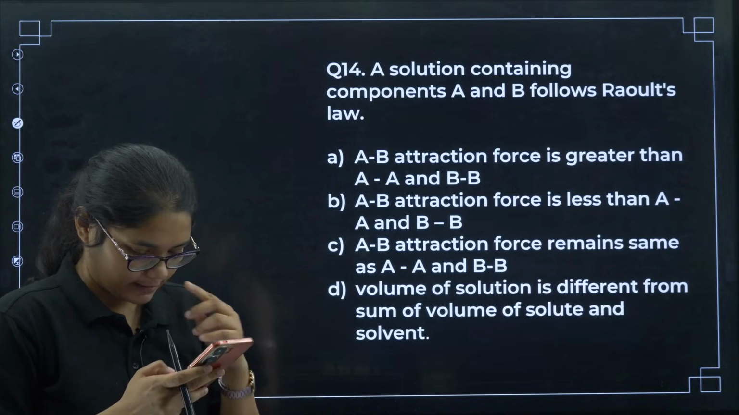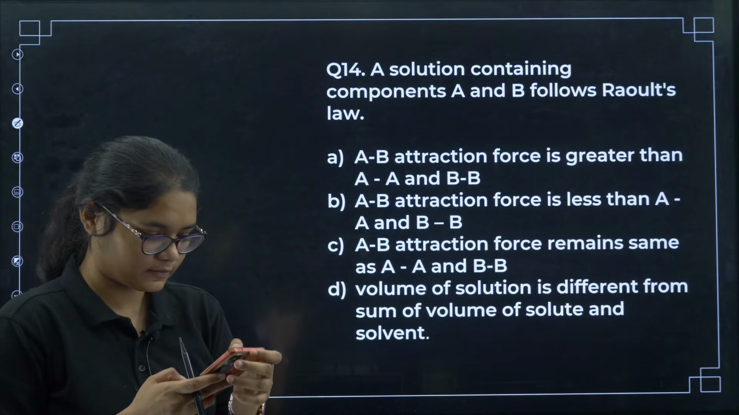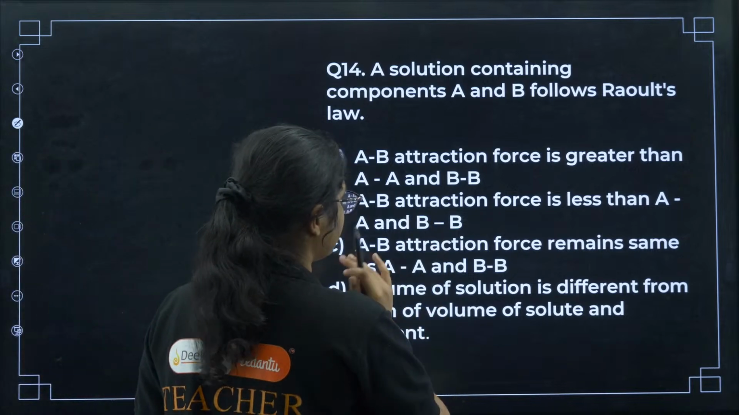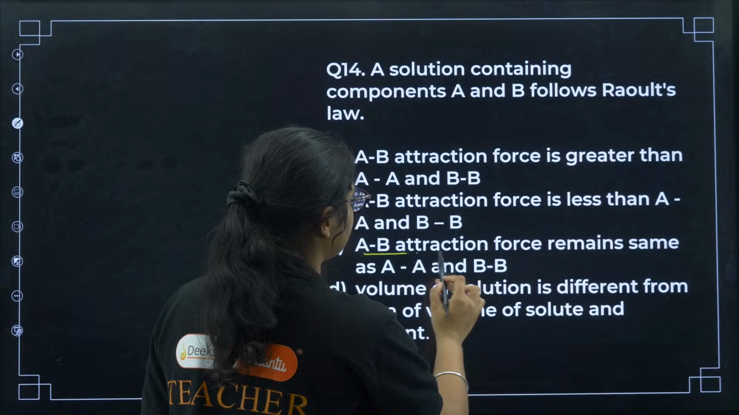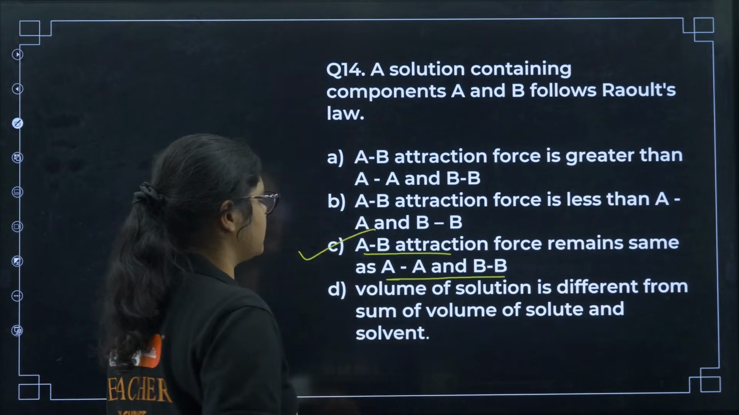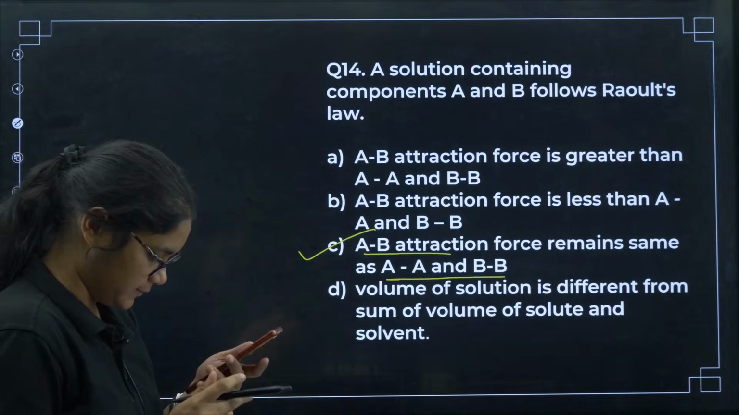Let me see. For the 14th question I am getting answers, that is C, from students. If it is following Raoult's law, then what will happen? A B interactions will be equal to A A and B B interactions. So option number C is the correct answer.